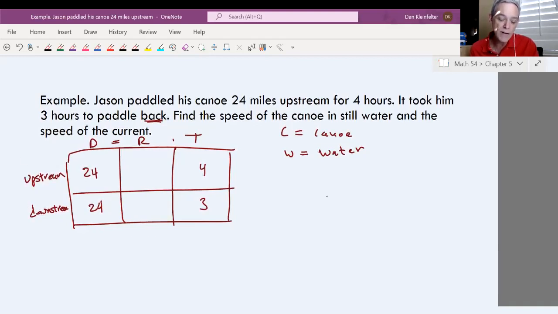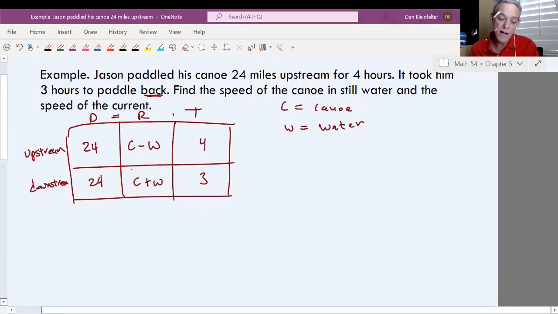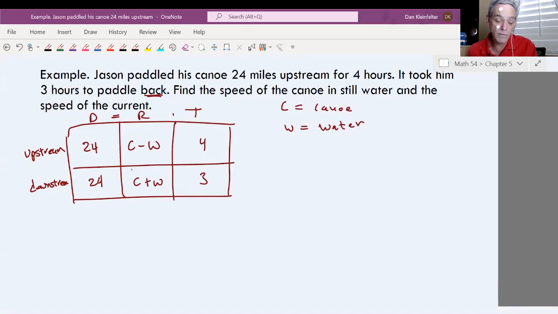All right, so then downstream, the speed that he is rowing, that is his canoeing, is being helped by the water flowing around him. So his overall rate is going to be C plus W. On the way upstream, he is rowing against the flow of the water, so the water is holding back his progress. So his rate is C minus W. Okay, so that is often a little tricky for people to think about. So let's make sure before we go on.